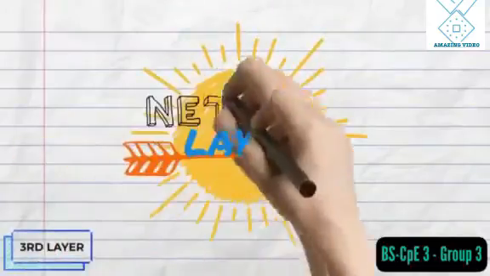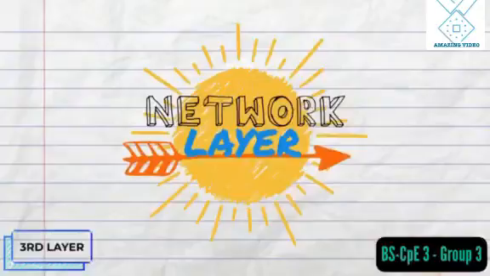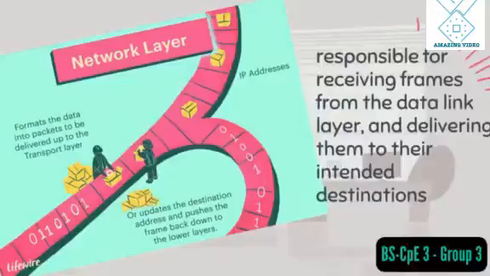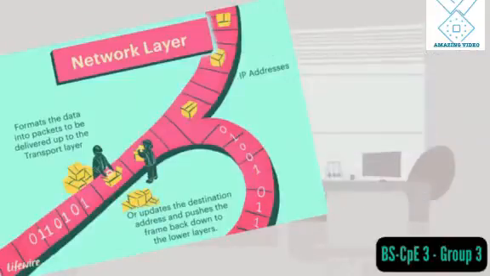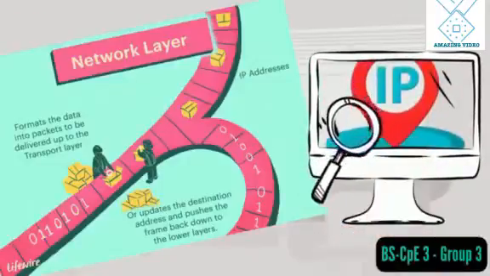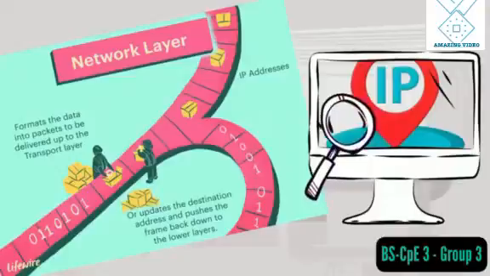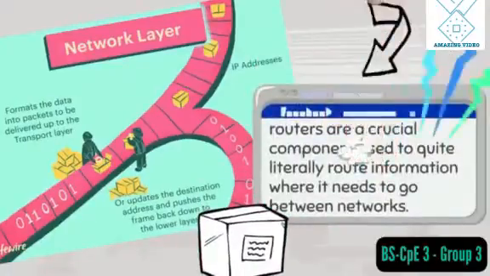The third layer is called the network layer. The network layer is responsible for receiving frames from the data link layer and delivering them to their intended destinations based on the addresses contained inside the frame. This layer finds the destination by using logical addresses such as IP, or Internet Protocol. At this layer, routers are a crucial component used to quite literally route information where it needs to go between networks.